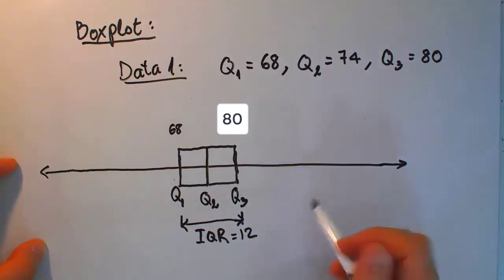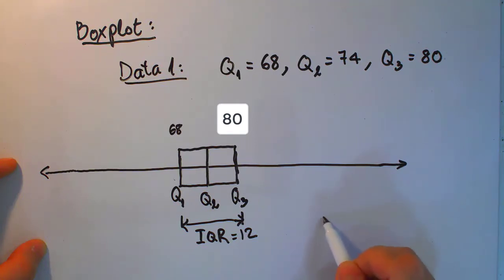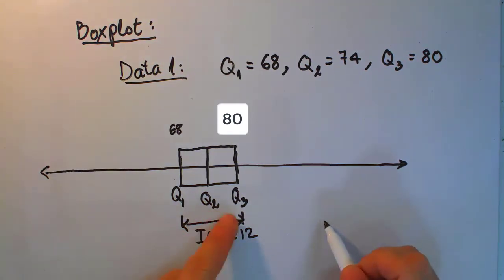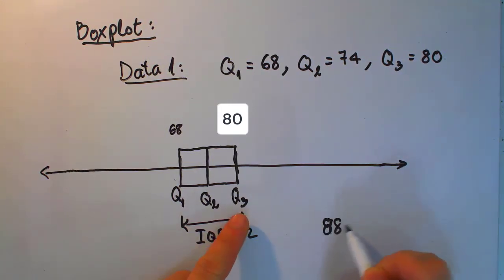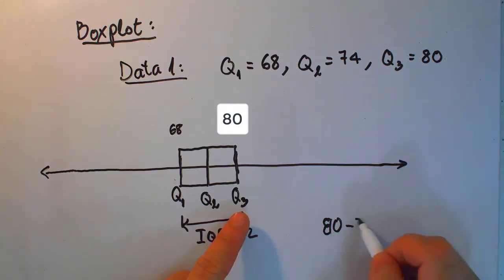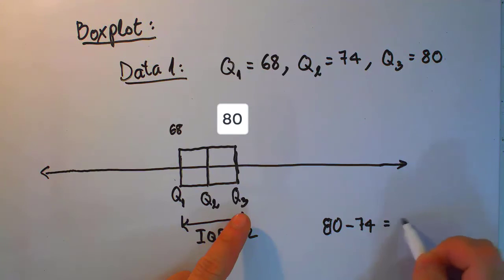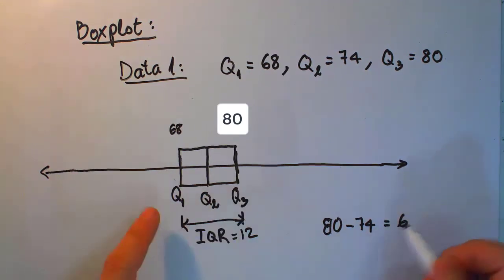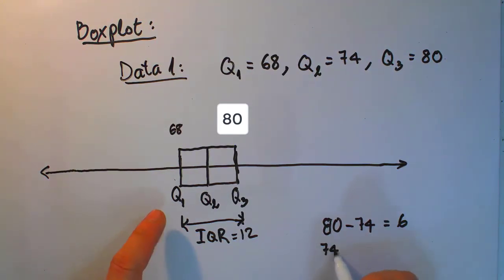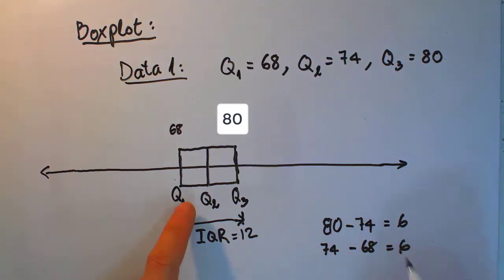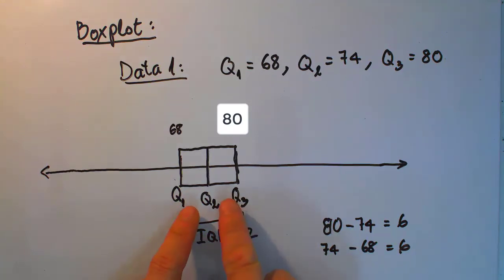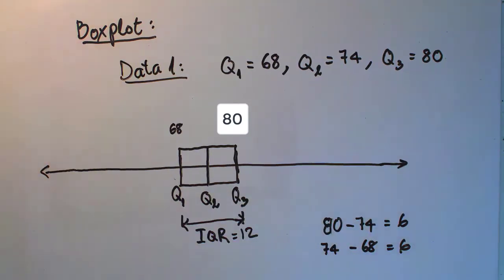So how do I know? We can quickly check numerically, the space between Q1, Q2, and Q3. We are doing a quick math right here. 80 is Q3 minus 74. That gives me a distance of 6. That's from Q2 to Q3. You can do 74, which is Q2, minus 68. That also gives me a 6. That's why my Q2 in this picture convinced me that it should be exactly in the middle.